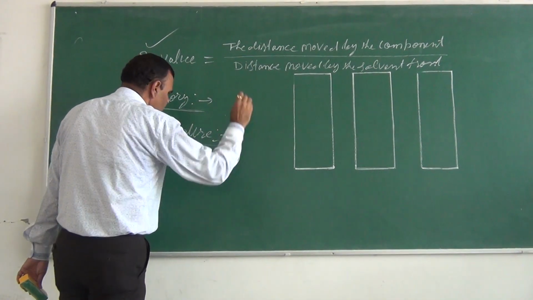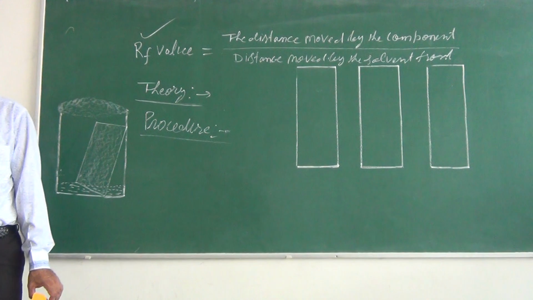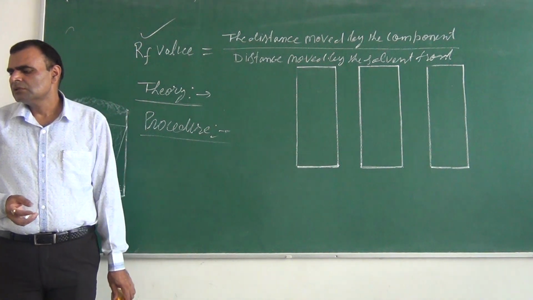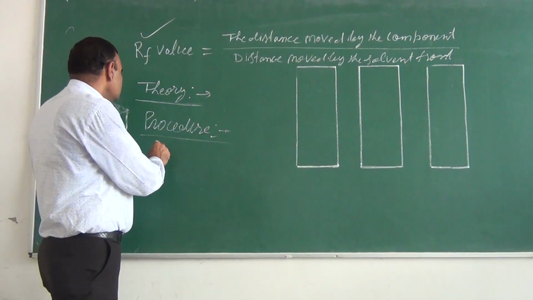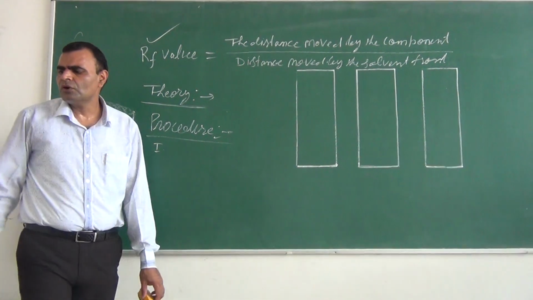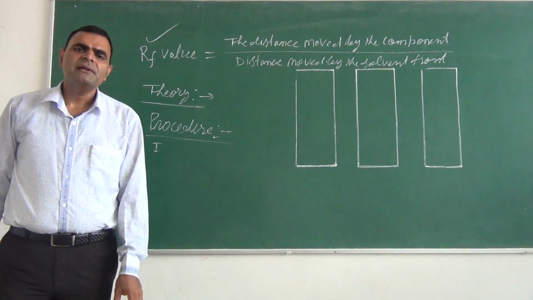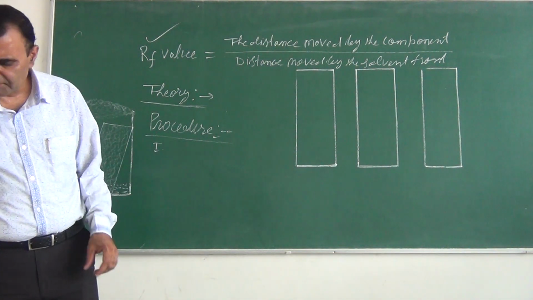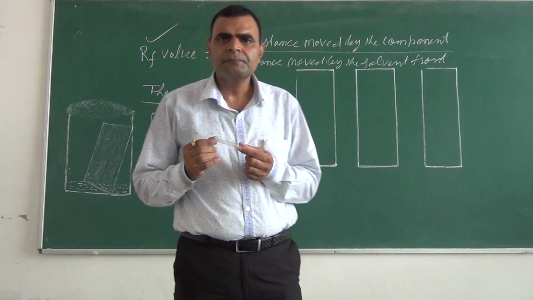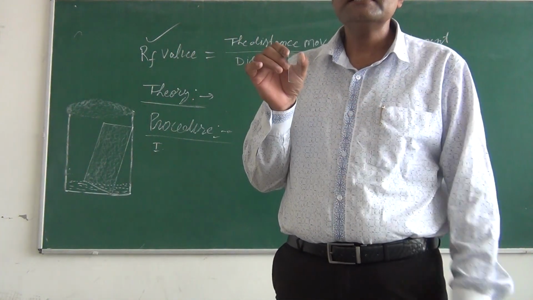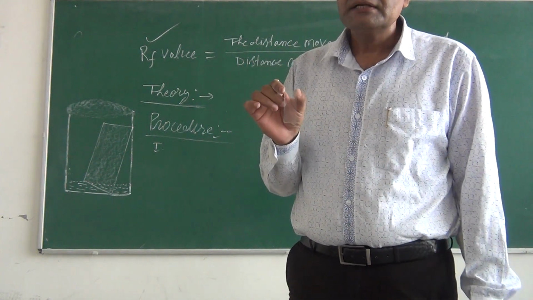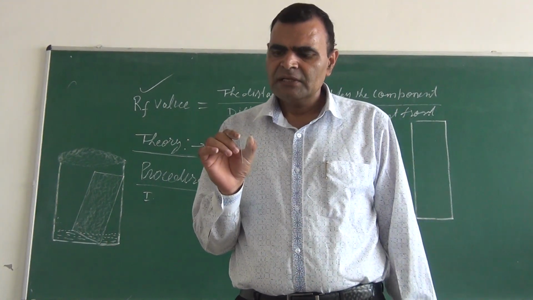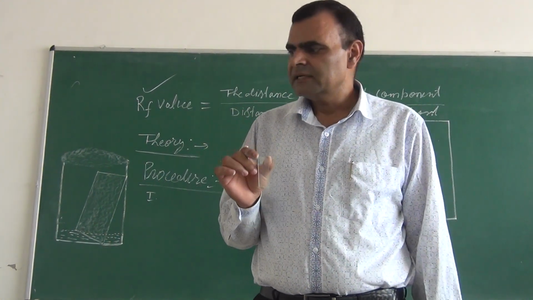How do we carry out the TLC experiment? The procedure basically involves four steps. The first one is the development of the TLC plate, or we call it the chromatogram. How do we develop the TLC plate? This is the TLC plate, which is a clean TLC plate. It is rinsed with the help of acetone and then dried.